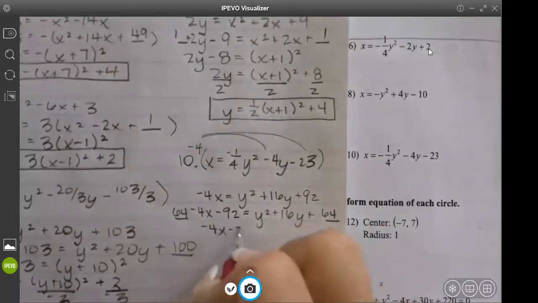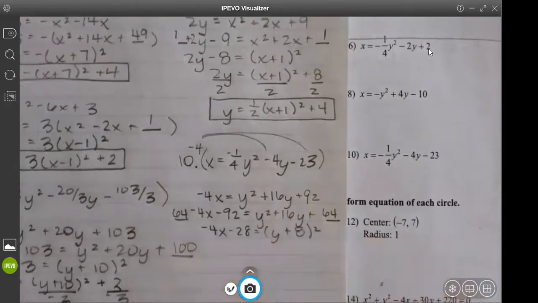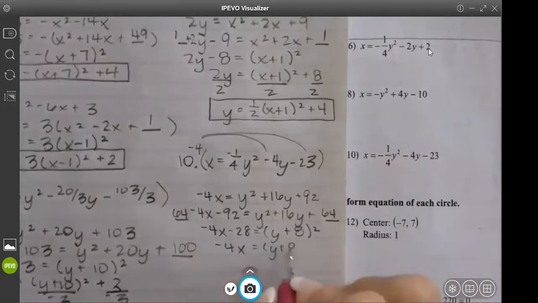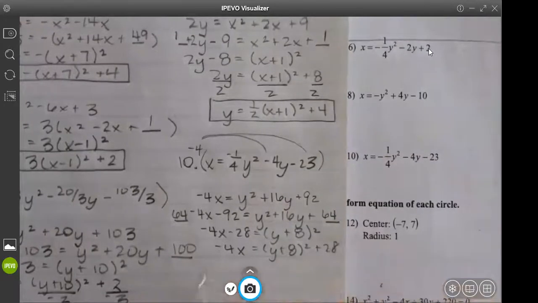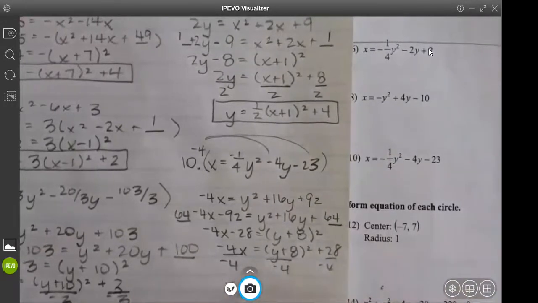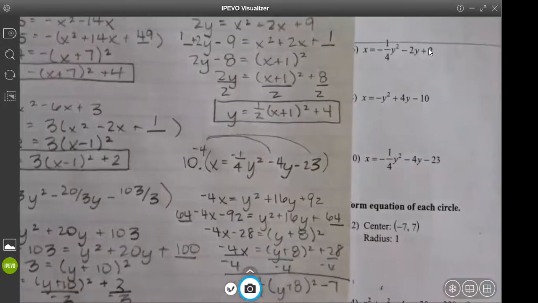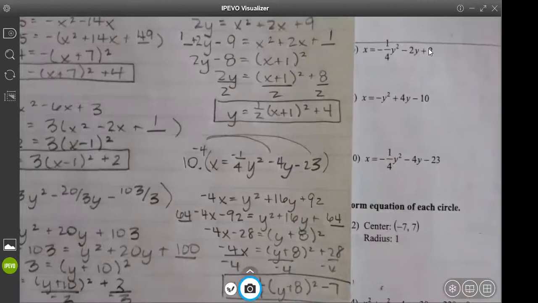Negative 4x minus 28, rewrite y plus 8 squared. Add your 28 over: y plus 8 squared plus 28, and divide everything by negative 4. We get x equals negative 1/4 y plus 8 squared minus 7. Any questions on that section? It's just writing the equation.